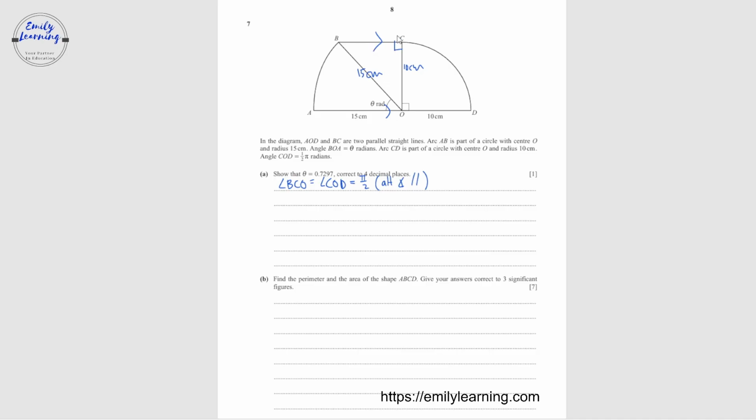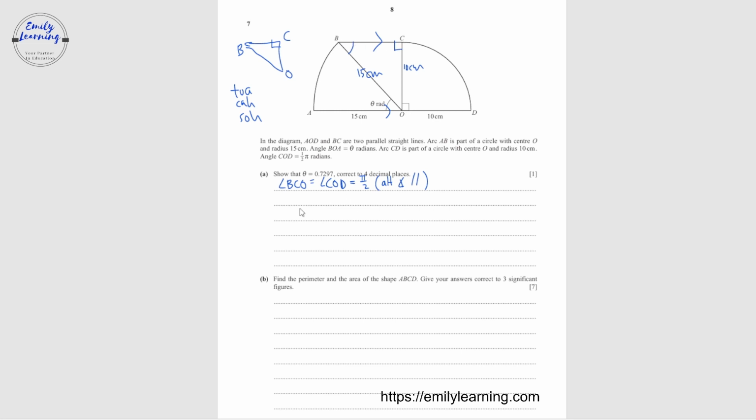Now that I know that this is a parallel line, and so this is 90 degrees, this is 90 degrees, I know that BCO is a right angle triangle. When BCO is a right angle triangle, I can make use of SOH CAH TOA. That means tangent equals opposite over adjacent, cosine equals adjacent over hypotenuse, sine equals opposite over hypotenuse. All right.